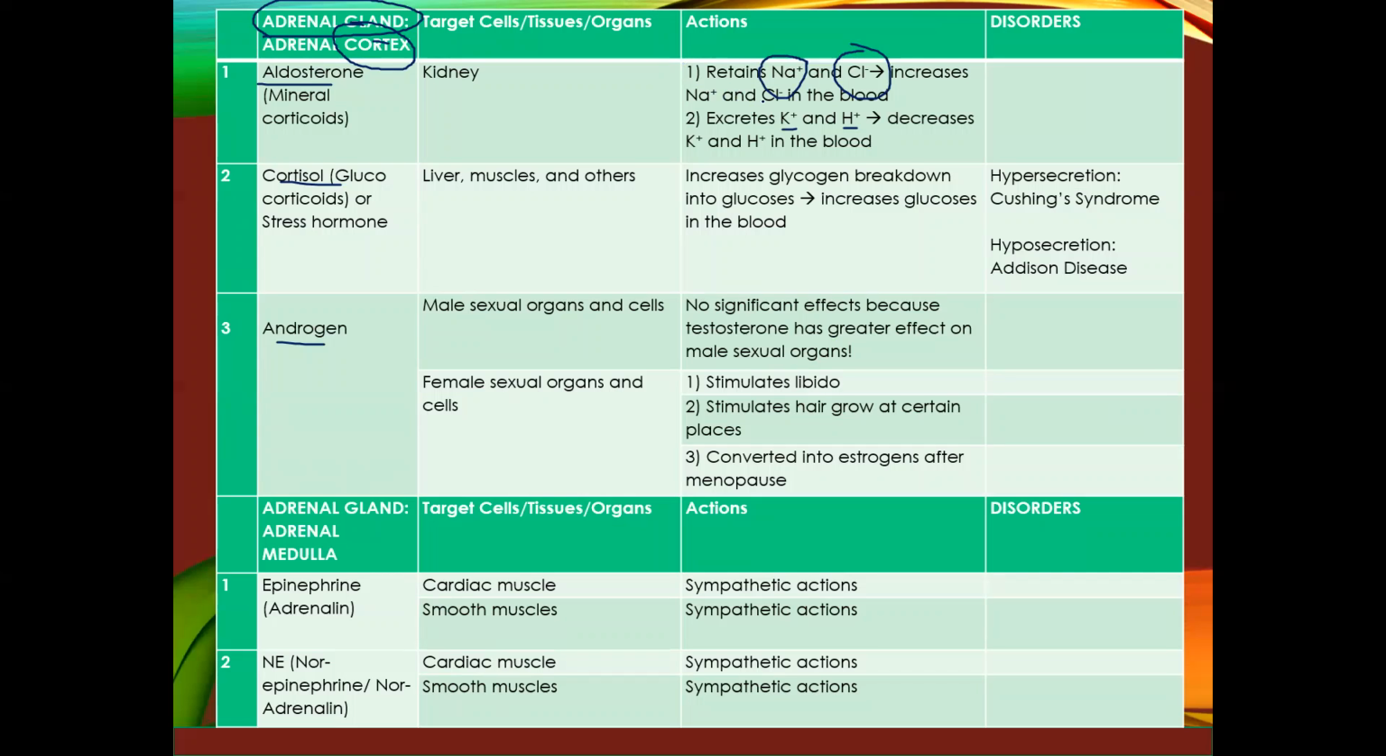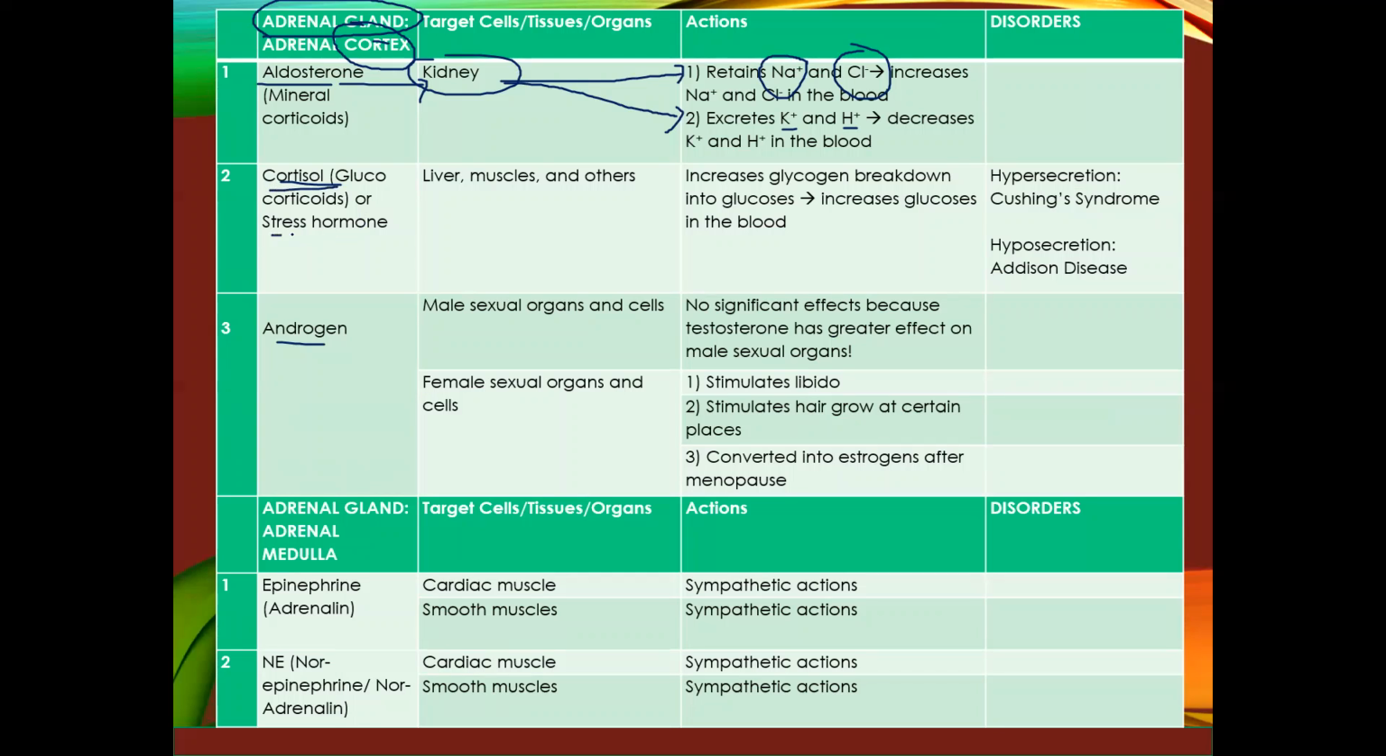Now, maybe we think, where is the organ that controls these electrolytes? Of course, the one that filters the blood, the kidney. Right? So therefore, the target for aldosterone will be the kidney. It will tell the kidney to retain sodium and chloride and to excrete potassium and hydrogen ions. Again, a very simple and straightforward action and target.